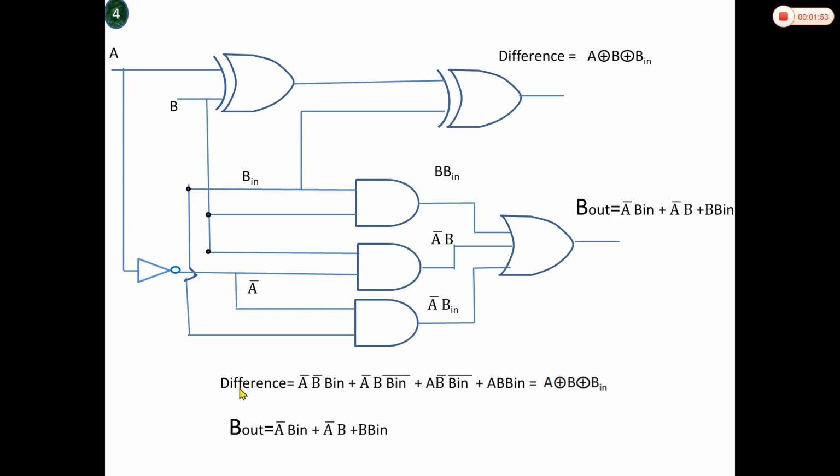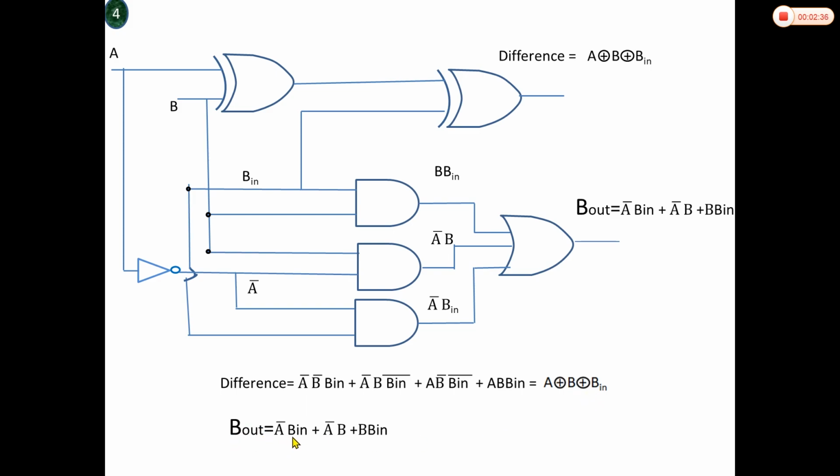Then outputs are difference equal to A exclusive OR B exclusive OR B in, and B out equal to A bar B in plus A bar B plus B B in. This A exclusive OR B is the difference output for the half subtractor, and A bar B is the borrow out of the half subtractor. Let us try: can we realize this full subtractor circuit by using half subtractors? Because the difference is A exclusive OR B for the half subtractor, and the full subtractor difference output is A exclusive OR B exclusive OR B in.